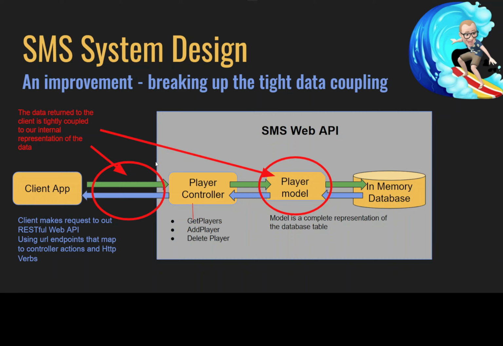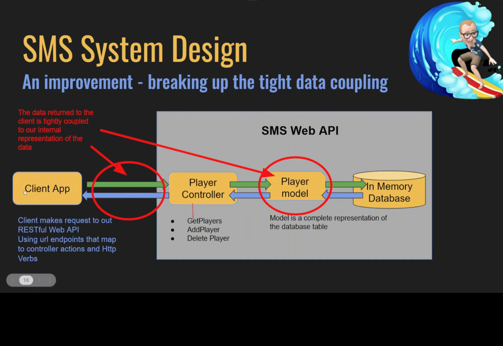So with our Good Citizens hat on, I was looking at our current design to see where we could do a further improvement. So I've highlighted this with the two red discs on the screen. At the moment, one problem with our system is we've got an internal model known as a player that is completely mapped one-to-one against our database table.